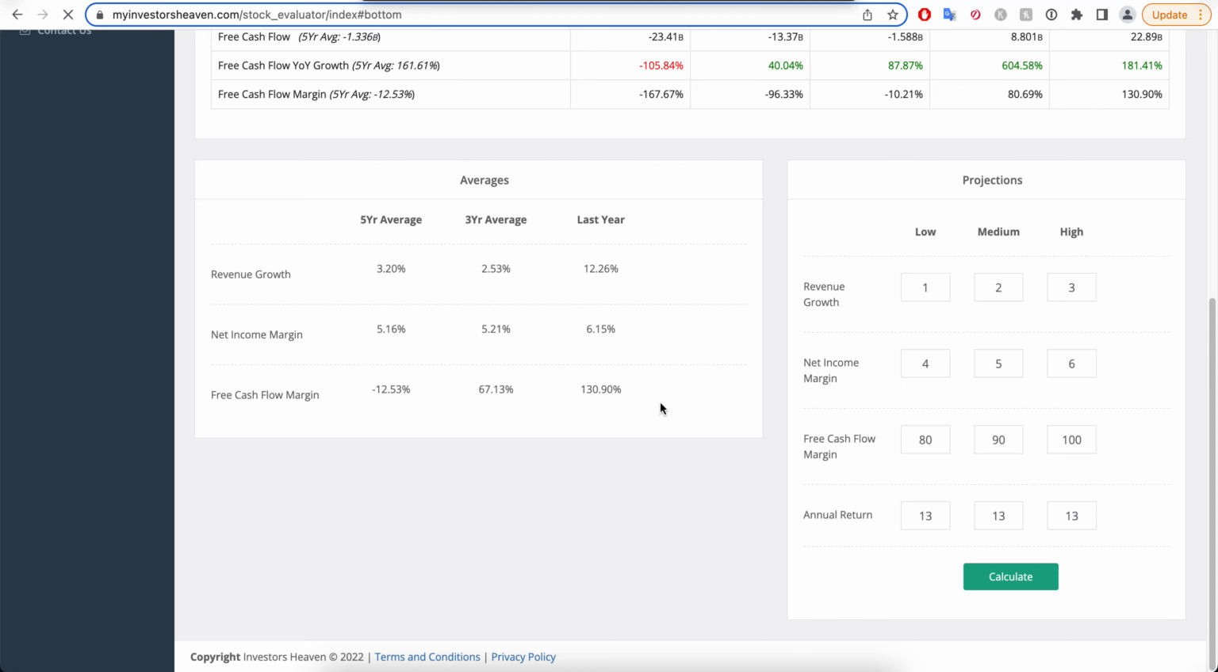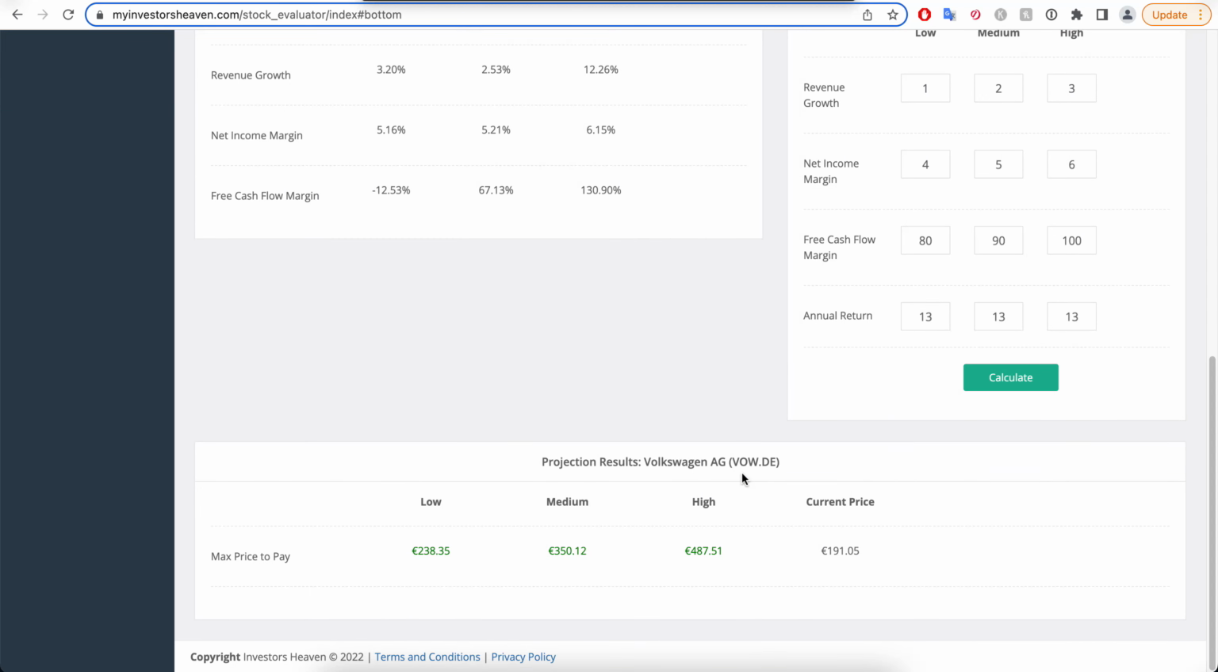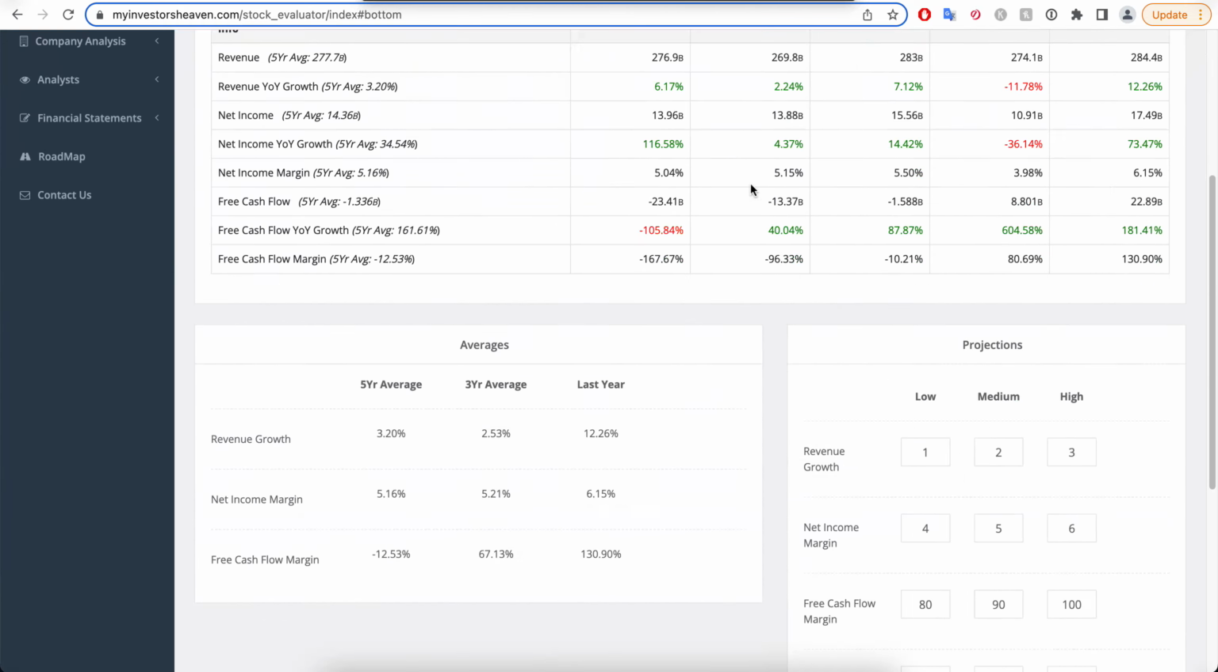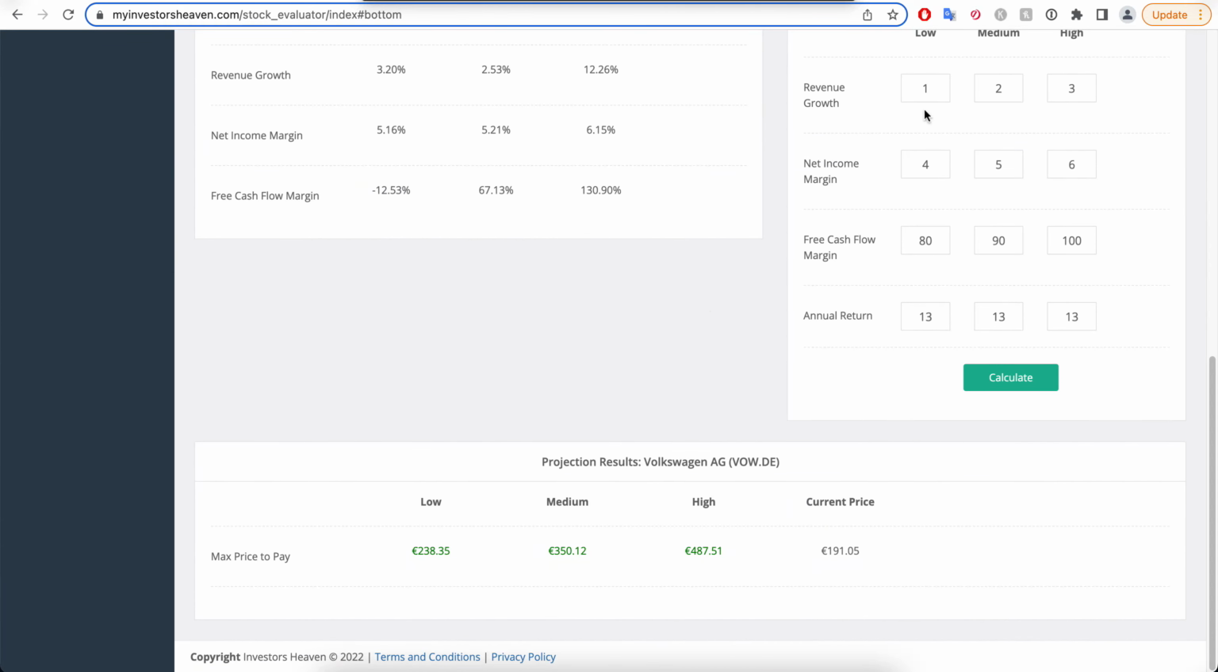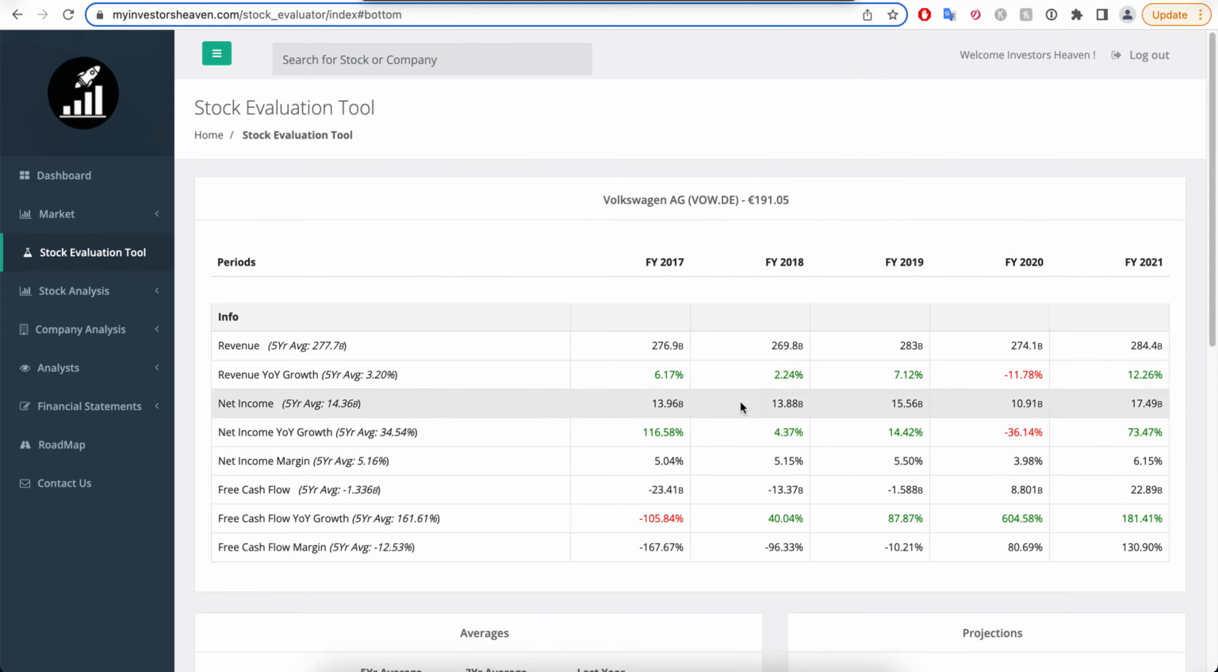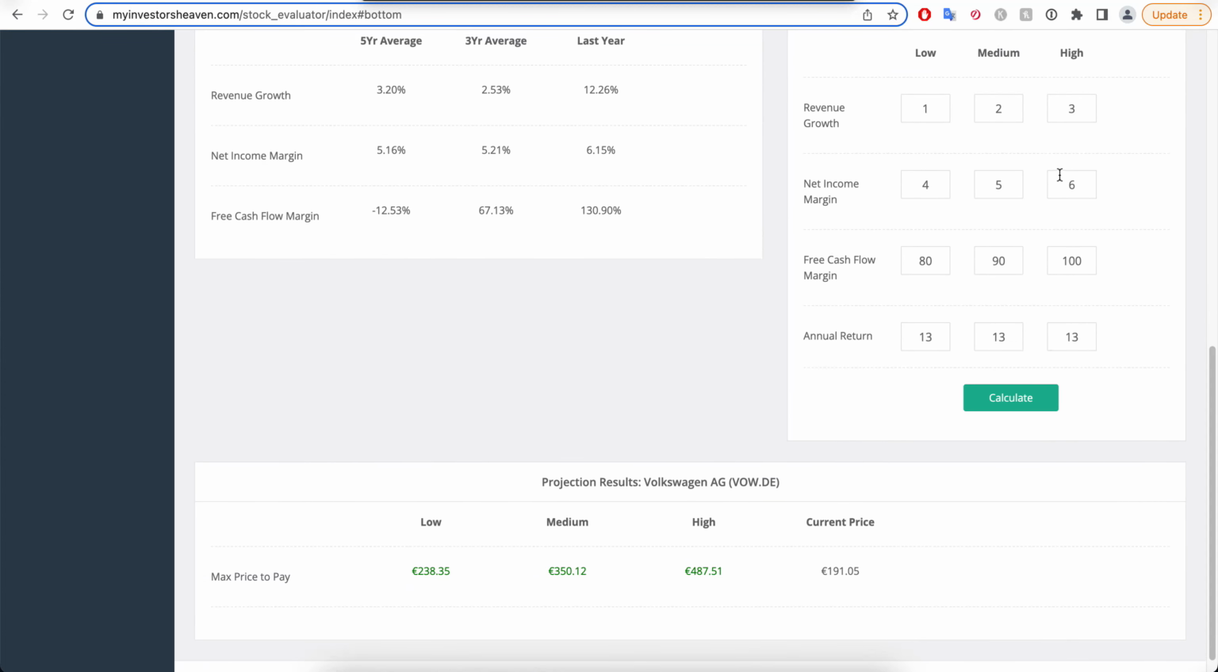And if I hit calculate, now we're getting projection results that are actually in euros, because the whole tool is adjusted to euros. You will see that the current price is sitting at 191 euros right now, while our low estimates for a 1% revenue increase point to a price of 238 bucks. Which tells me that this company is actually undervalued.